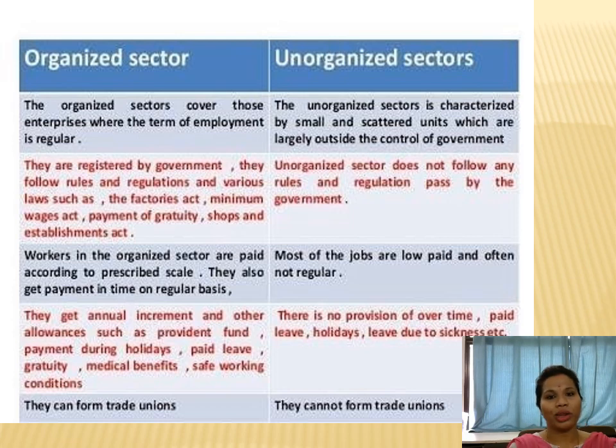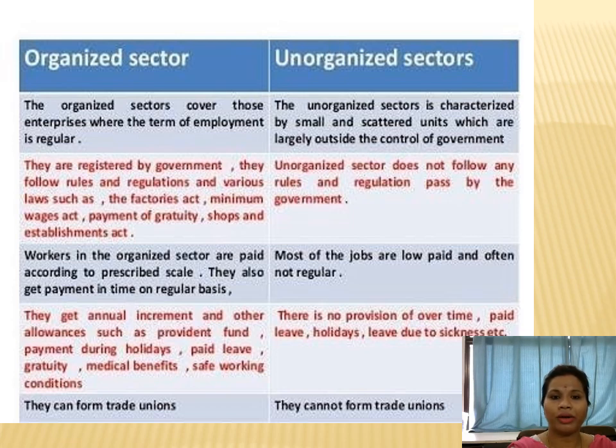Once again, in the very first point, we have seen that the organized sector covers enterprises where the term of employment is regular. The unorganized sector is characterized by small and segregated units where government control is absent. The organized sector is registered by the government. They follow rules and regulations and various acts like the minimum wage act, factory act, and establishment act. All those acts are followed by the organized sector. But the unorganized sector does not follow any kind of rules or regulations by the government.